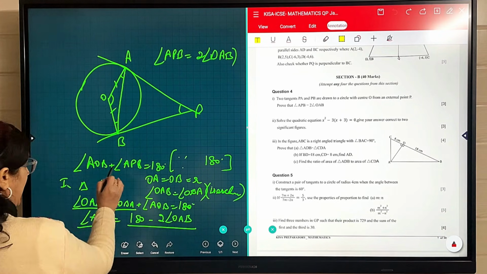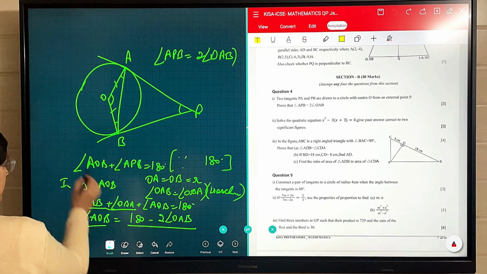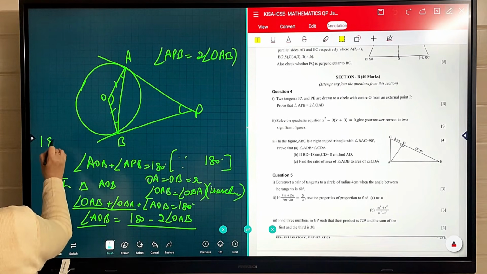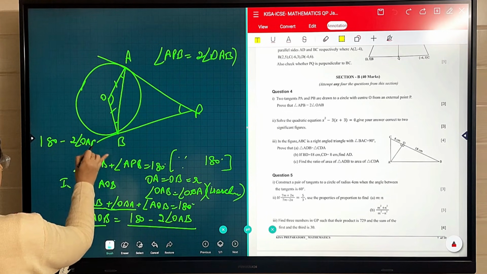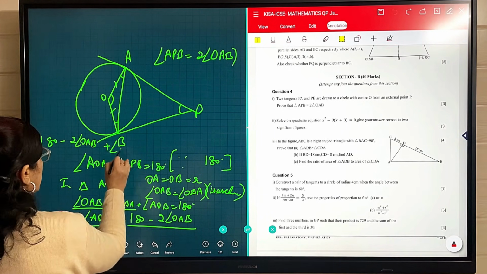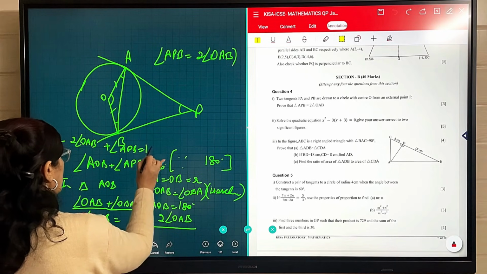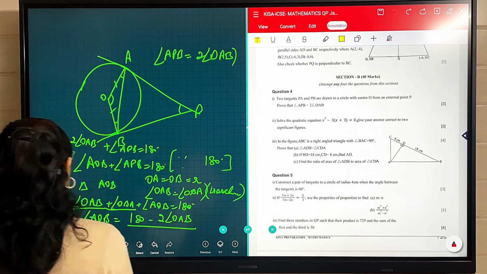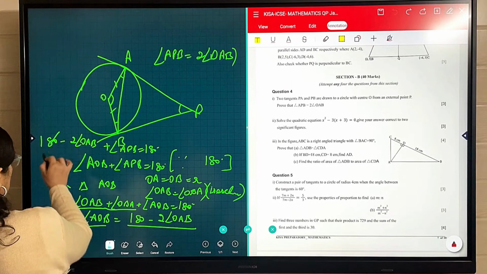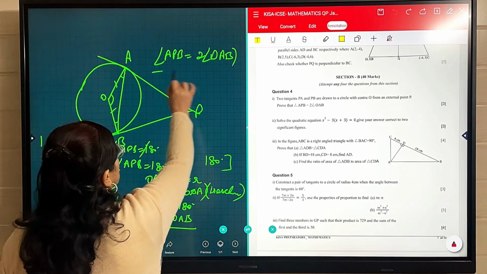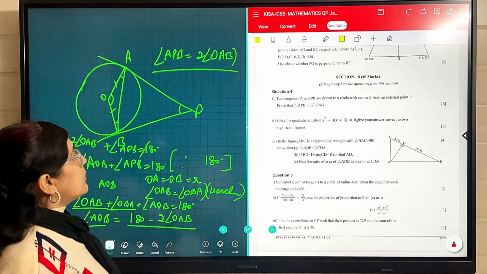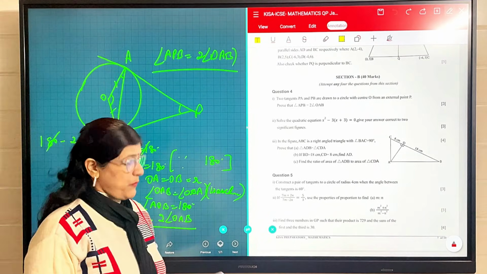Now coming back to the first equation, I am putting the AOB value here. So it is 180 minus twice angle OAB plus angle APB is equal to 180 degrees. If we cancel 180 on both sides and transpose this term to the other side, we get the proof: angle APB is equal to twice angle OAB. This is our first part.